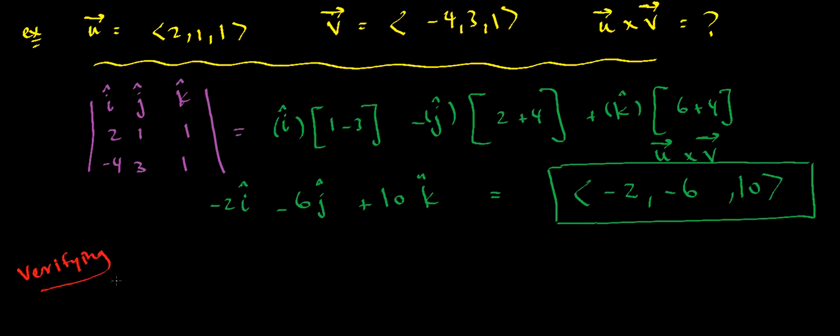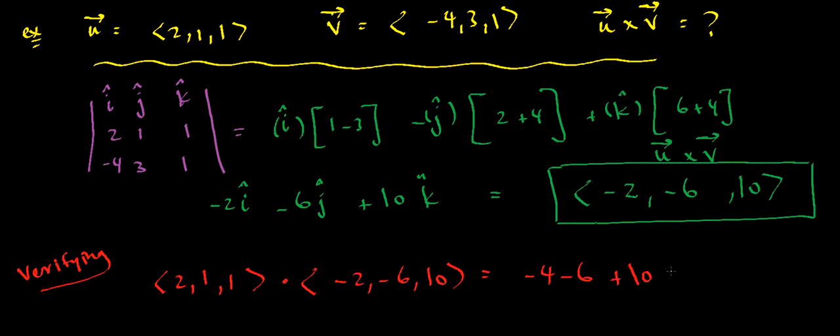Verifying: 2, 1, 1 dotted with negative 2, negative 6, and 10. We should get, this will be negative 4 minus 6 plus 10. Well, this is 0, which means this answer is correct.